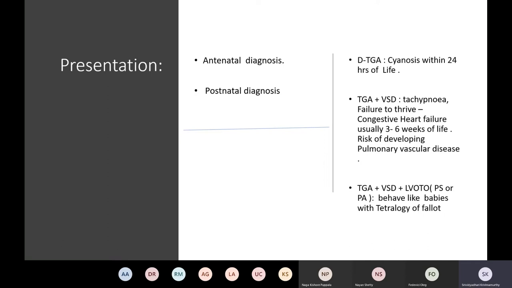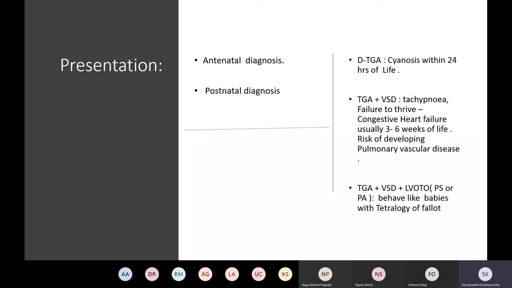If we know that the child has a TGA, we can plan for the emergency procedures that are needed, and I shall discuss that in future. So postnatal diagnosis again depends on how the child presents. The DTGA usually presents with cyanosis within the first 24 hours.